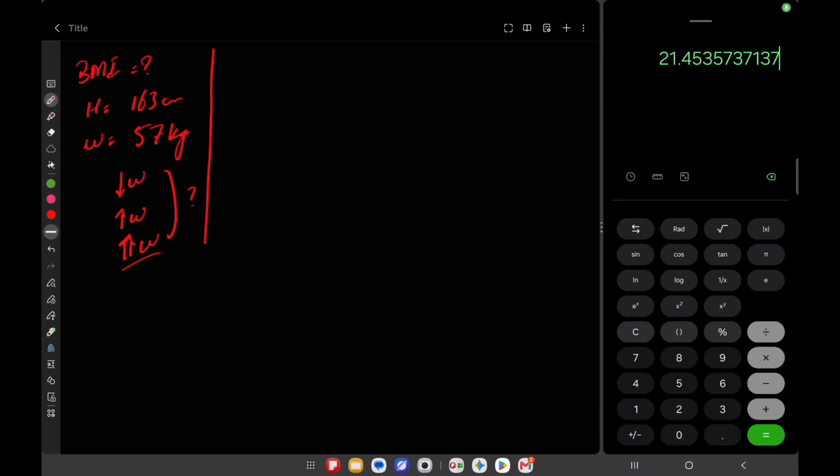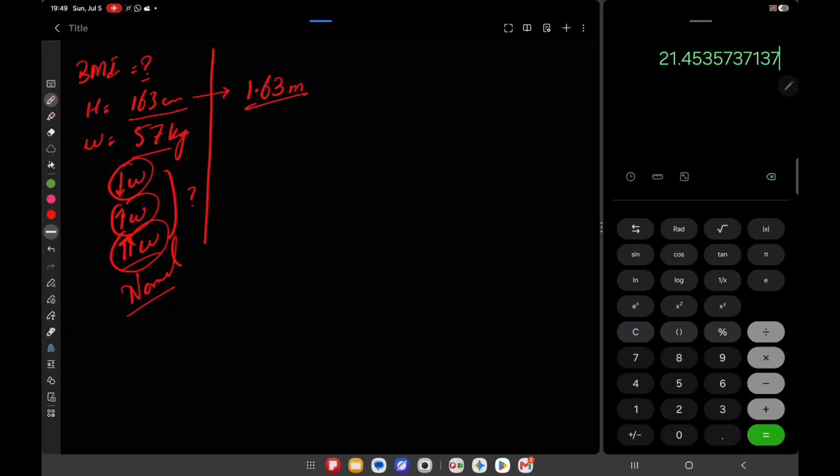So another problem, and this one is related to BMI. We have to find the BMI of a patient whose height is 163 centimeters and weight is 57 kg. We have to tell if it is underweight, overweight, obese, or normal. So we know about the BMI formula, but before that we have to convert height into meters. So it will be 1.63 meters.